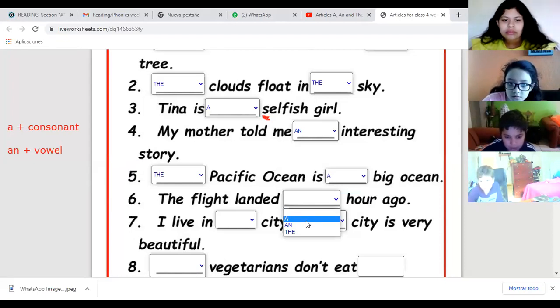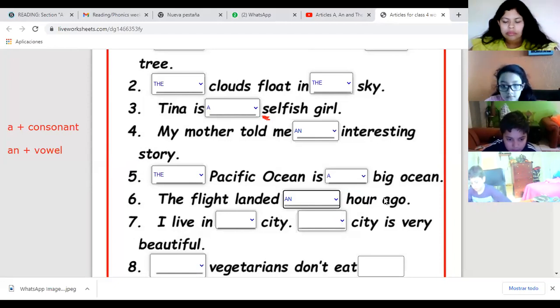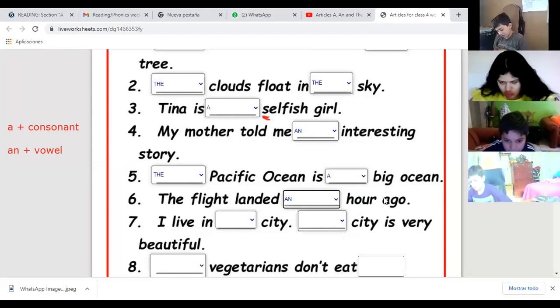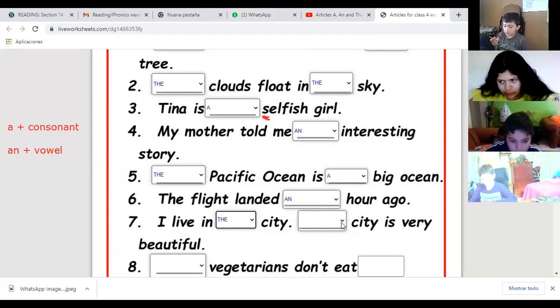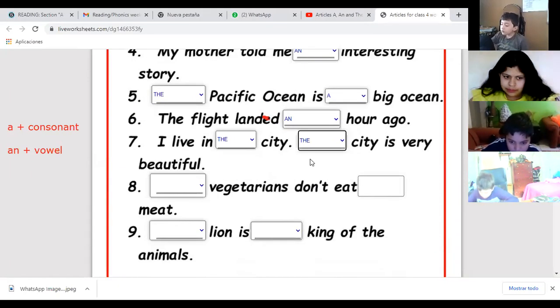An hour. You know, in this case, there is an exception. Why? Because in hour, the letter H is a silent letter. So it sounds like a vowel. That's why we need an. The flight landed an hour ago. I live in the city. The city is very, very beautiful.